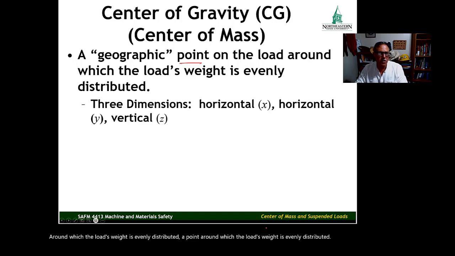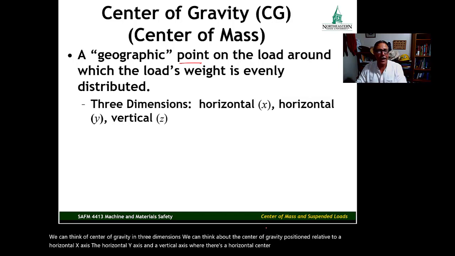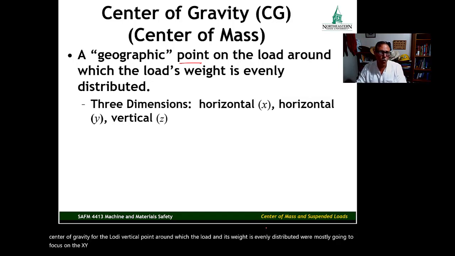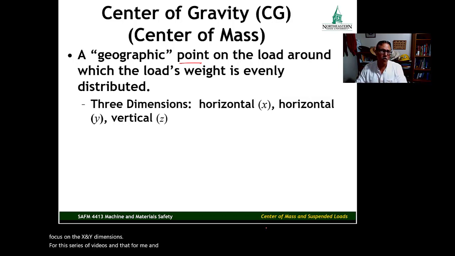We can think of center of gravity in 3 dimensions. We can think about the center of gravity positioned relative to a horizontal x-axis, a horizontal y-axis, and a vertical axis, where there's a horizontal center of gravity for the load and a vertical center of gravity for the load, a vertical point around which the load and its weight is evenly distributed. We're mostly going to focus on the x and y dimensions for this series of videos, and for me in lifting, overhead lifting operations, those are the most important dimensions.